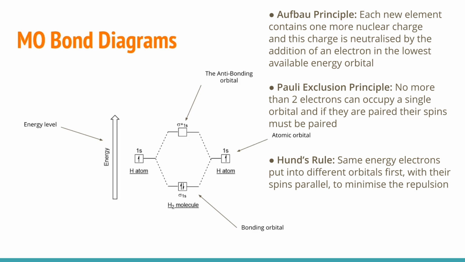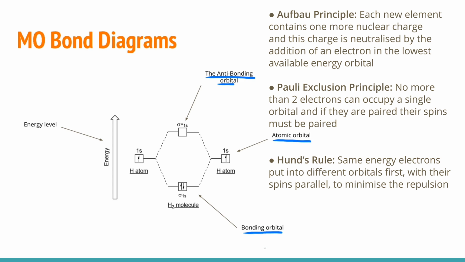Molecular orbital diagrams predict the physical and chemical properties of a molecule, such as shape, bond energy, bond length, and bond angle. Here we have an MO diagram for hydrogen. On the diagram, you can see that the anti-bonding orbital is at a higher level than the hydrogen atomic orbitals, which are located at the sides, and the bonding orbitals are at a lower energy level.